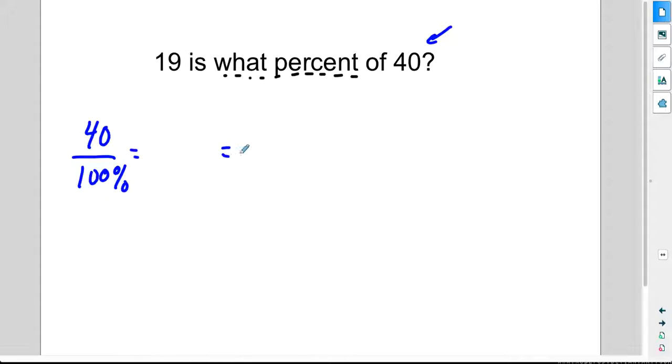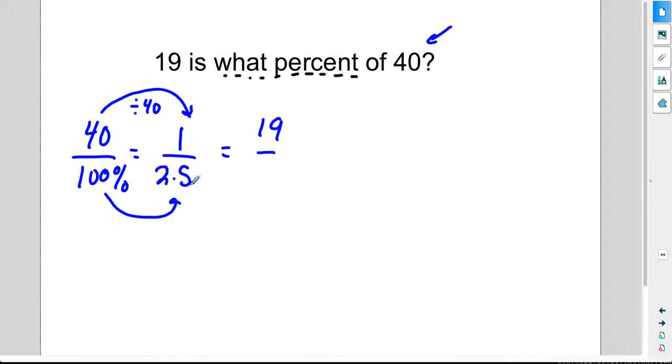And I'm eventually trying to get to the value of 19. So what I'm going to do is try to find a common factor between 40 and 19. Now 19 is prime, 40 has a couple factors, but the only factor that goes into both of these is just 1. Now to go from 40 to 1, I'll divide by a factor of 40. I'll do that similarly with 100.